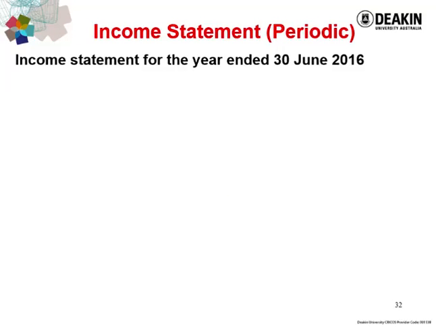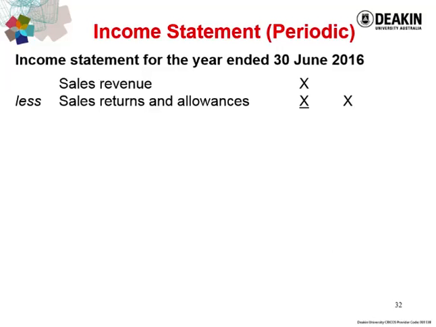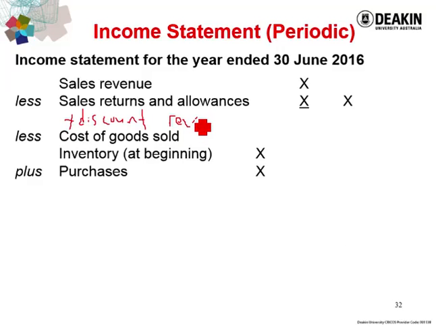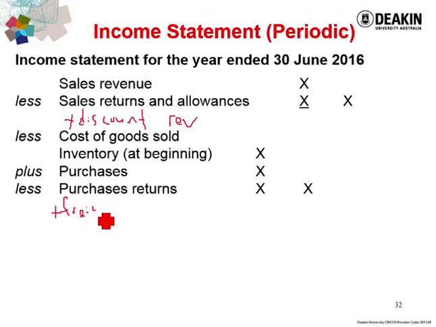So the income statement for the periodic method actually has the following format. So we start with sales revenue minus sales returns and allowances, and then we will also add discount revenue here if any. So this will give us the net revenue. Then we minus cost of goods sold. And please remember that the cost of goods sold is actually derived. So we start with opening inventory plus purchases minus purchase returns. And if you have any freight inwards, you should also include it here.